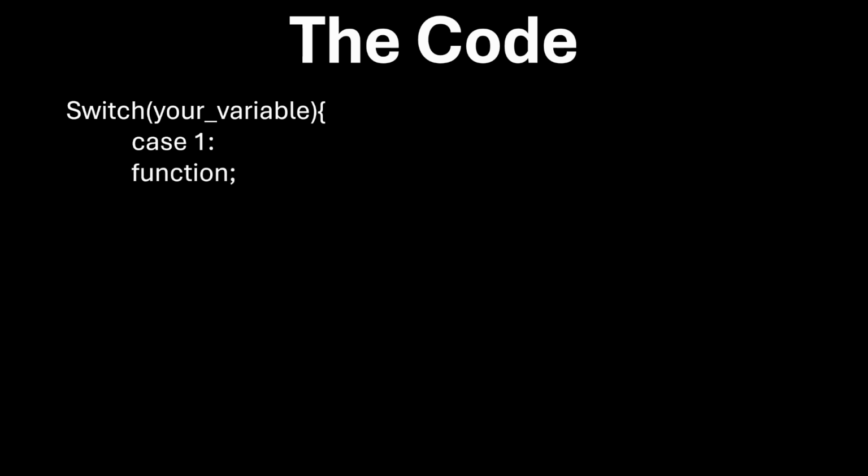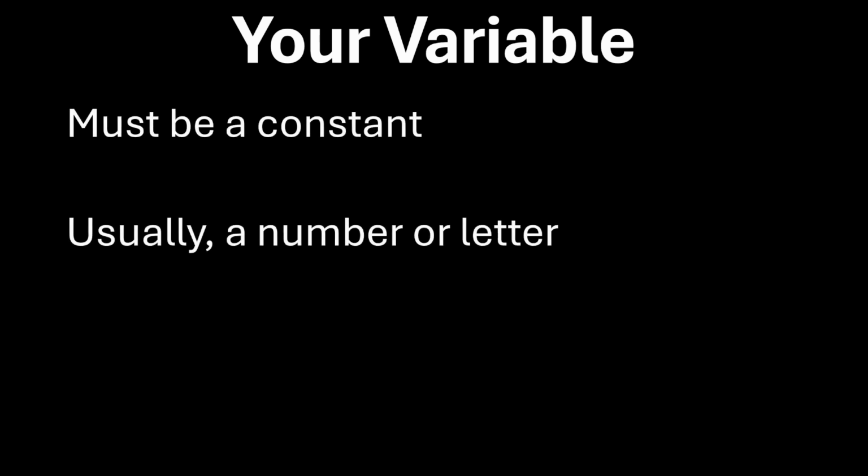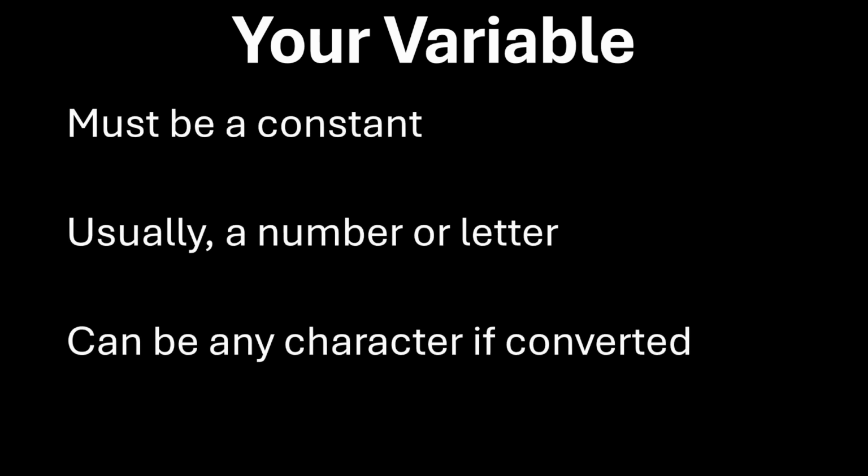After you say what case it is, you're going to have a colon and then a function. Then you have to do break so it knows to stop. And at the end, you'll have a default just in case whatever input you have doesn't match any of the switch case options. You'll have a default function, break, finish off with your curly bracket, and you're done. Now your variable has to be a constant. It's usually a number or a letter, but it can be any character if you convert it.